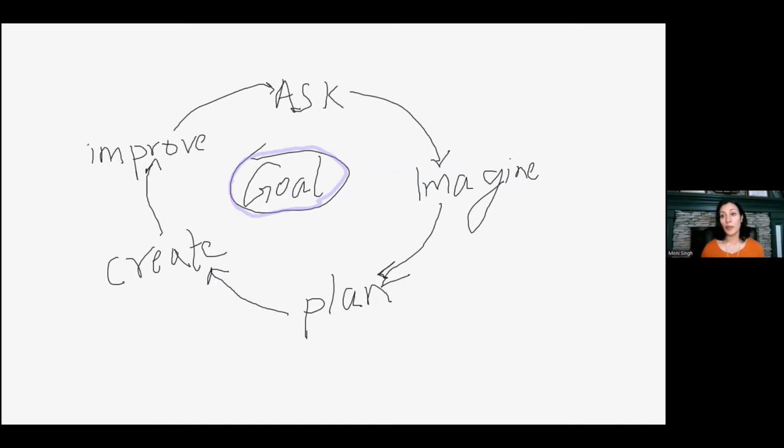So far in the engineering design process, we've looked at the goal, we've asked the clarifying questions, very clear about the goal, and we've imagined possible solutions, and then we've come up with one that we think we can proceed forward with.